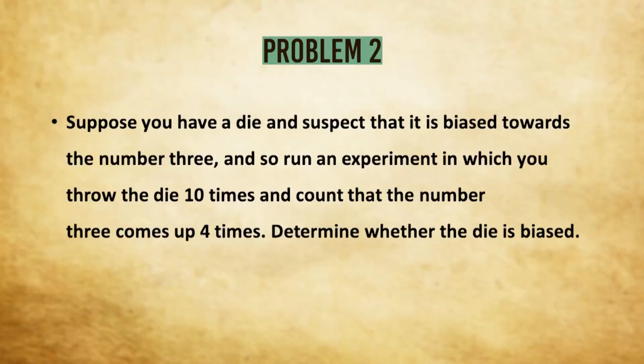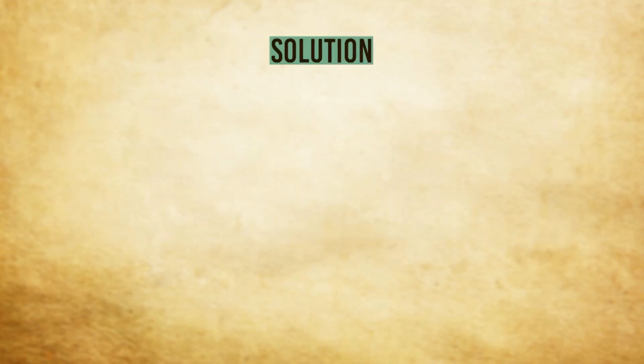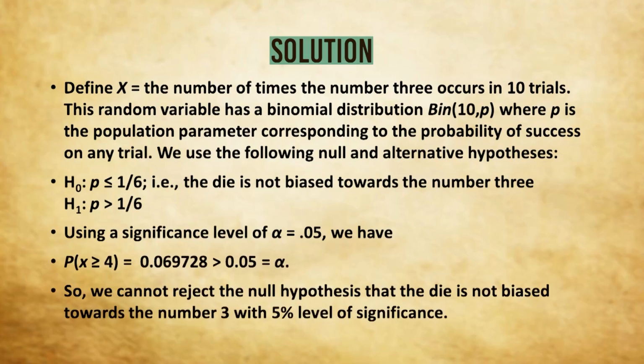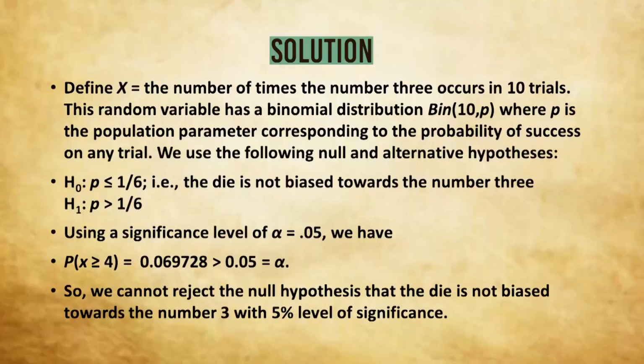Suppose you have a die and you suspect that it is biased towards the number 3. And so you run an experiment in which we throw the die 10 times and count the number of 3s, which comes up 4 times. So we have to determine whether the die is biased. We define x as the number of times the number 3 occurs out of 10 trials. Now see, this random variable will have a binomial distribution because here we will denote success as getting a 3 and failure as not getting a 3. So it will follow a binomial distribution with parameters 10 and p.